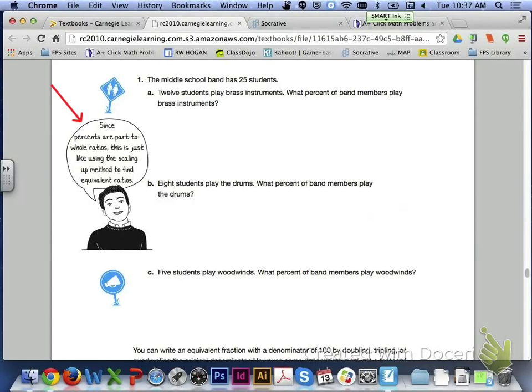So take a look at number 1. It says the middle school band has 25 students. We're going to go ahead and answer letters A, B, and C. Letter A asks, 12 students play brass instruments. What percent of band members play brass instruments? Letter B, 8 students play the drums. What percent of band members play the drums? And letter C, 5 students play woodwinds. What percent of band members play woodwinds? So go ahead and answer A through C.